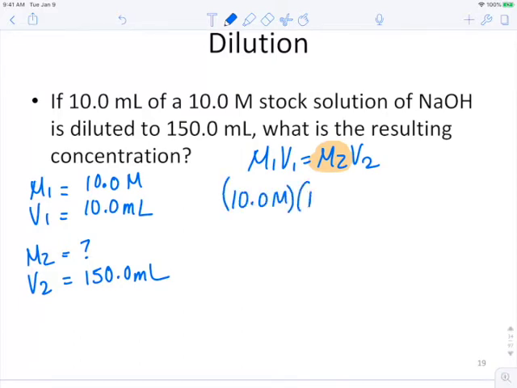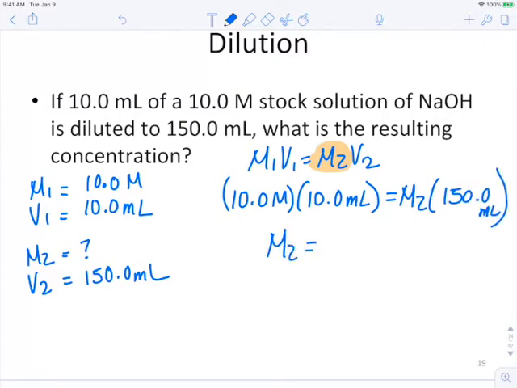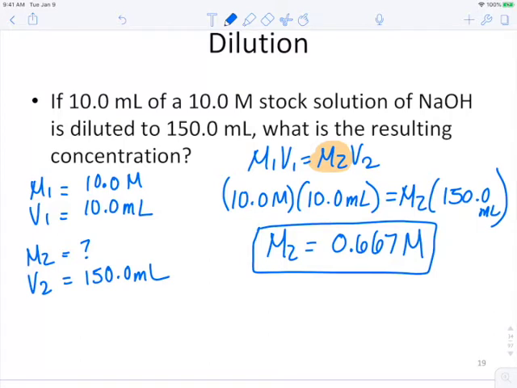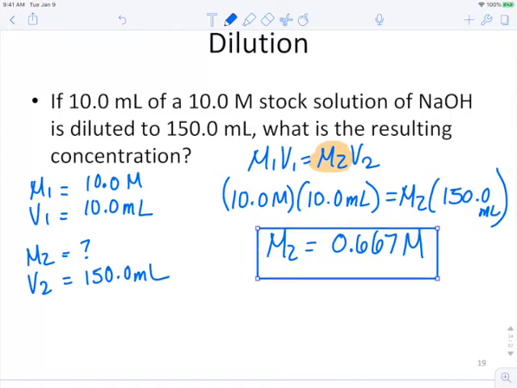All right, so then you plugged everything in. 10 molar times 10 milliliters equals your M2 times 150.0 milliliters, like so. And what did y'all come up with for your M2? All right, so 0.667, and the unit is capital M, or molarity. So any questions on how we're doing M1V1 equals M2V2? We will get a chance to do this in the lab, but this is another really important equation, M1V1 equals M2V2, that you definitely want to have down for our next exam.